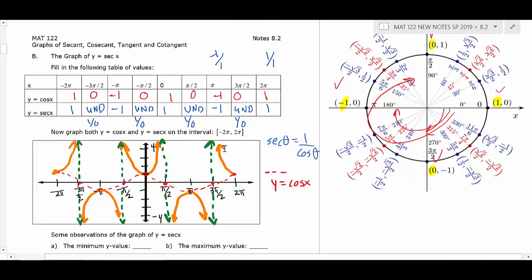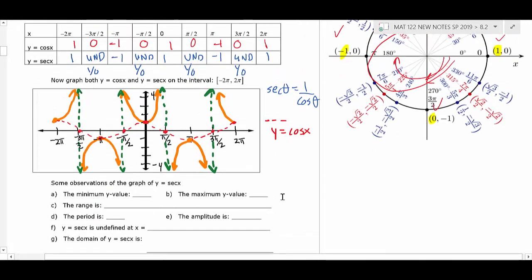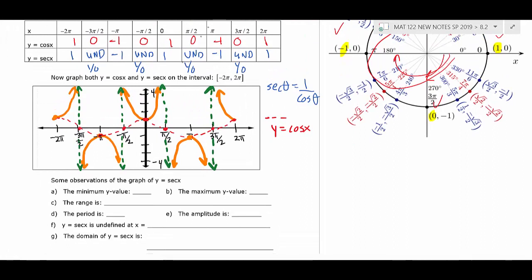Okay, same observations kind of apply to this graph. So let's answer these. Okay, what do we know about the minimum y value? Okay, we don't have one. There's no minimum. Maximum, there's no maximum. There is on a cosine, but there isn't on a secant. So we have none there.